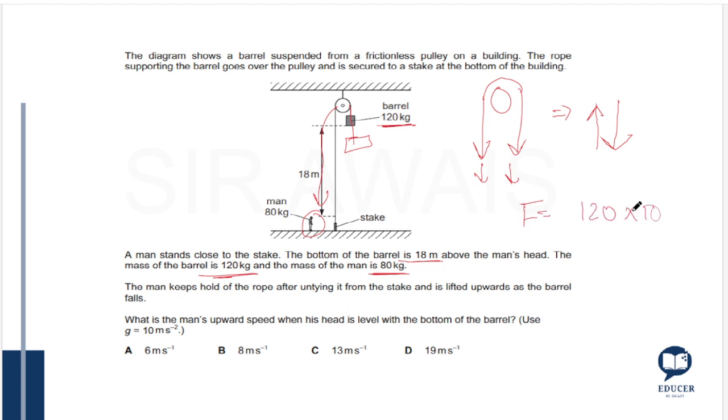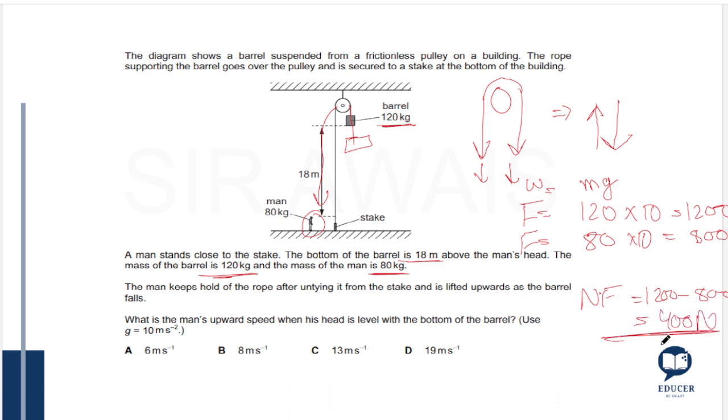So my net force in this case is going to be 120 multiplied by 10, because force is equal to mg, or W is equal to mg, which is 1200 newtons. For the man the force is going to be 80 into 10, which will give us 800 newtons. So the net force is 1200 minus 800, so we will have around 400 newtons of net force.